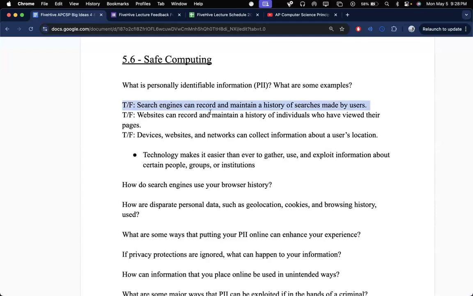Great. Search engines can record and maintain a history of searches made by users. Is that true or false?